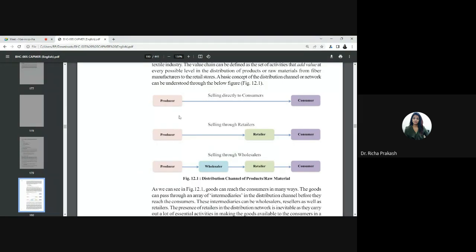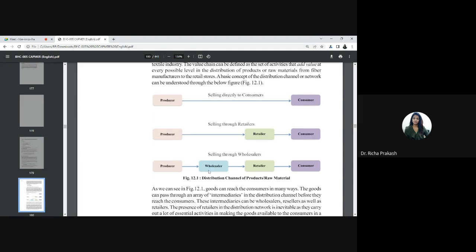For example, the producer made a product for 10 rupees, he will give it to the consumer for maybe 50 rupees. What will happen here? Since the retailer will take its profit margin, the producer might sell it for 50 and then the retailer will sell it for 100.